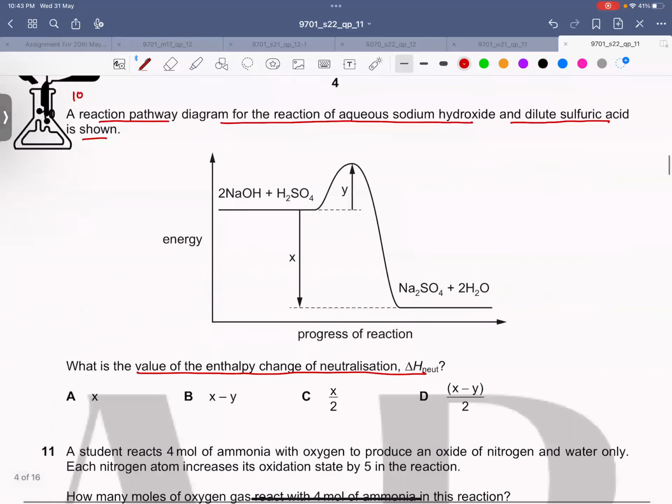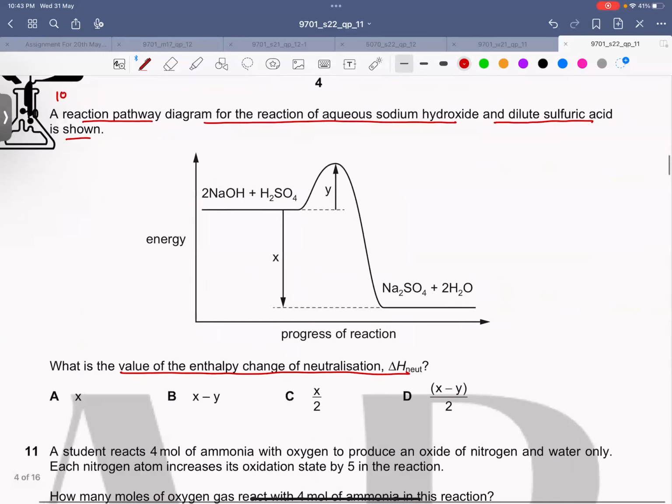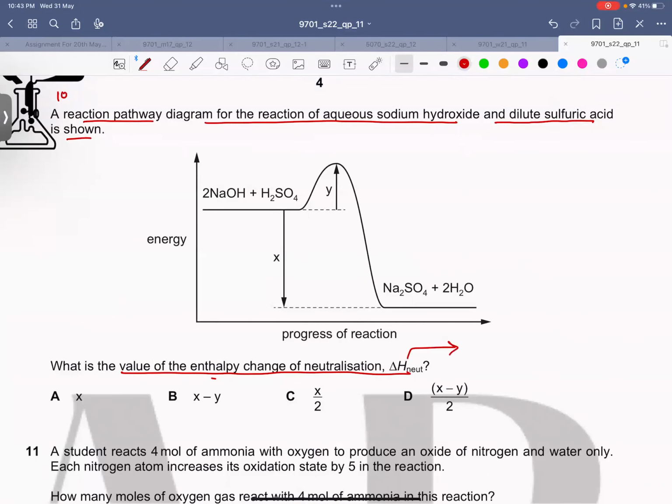Okay. Yes, what will be the answer over here? Yes, Variza, very good. See, they are asking you the enthalpy change of neutralization, and enthalpy change of neutralization is when 1 mole of water is being formed, right? And here you are seeing 2 moles of water. So this X is the enthalpy change, which is basically equal to twice the enthalpy change of neutralization, because 2 moles of water are being formed.